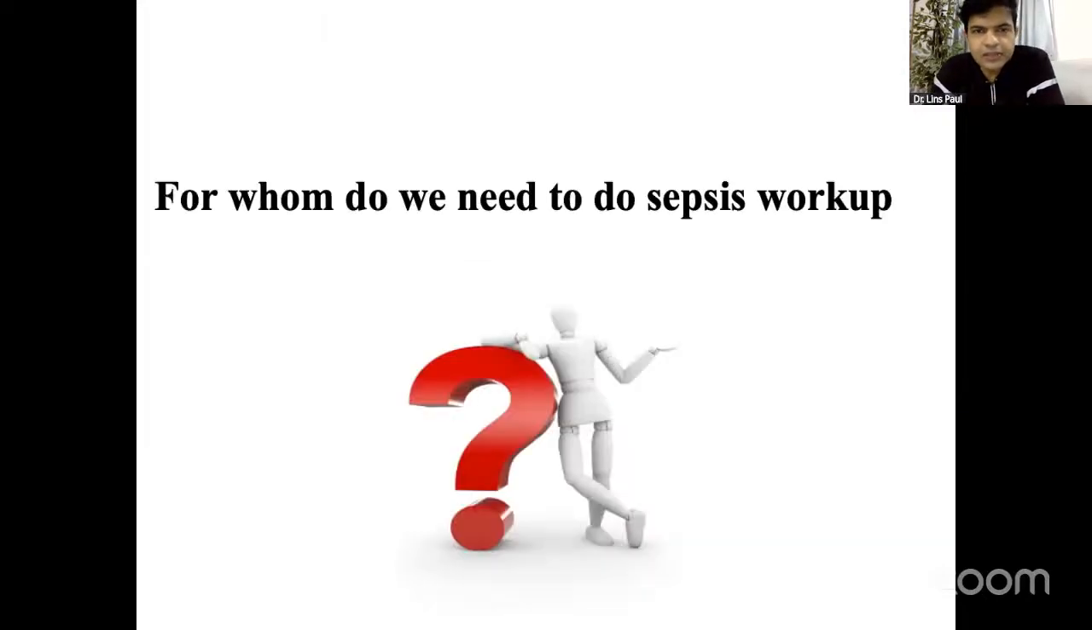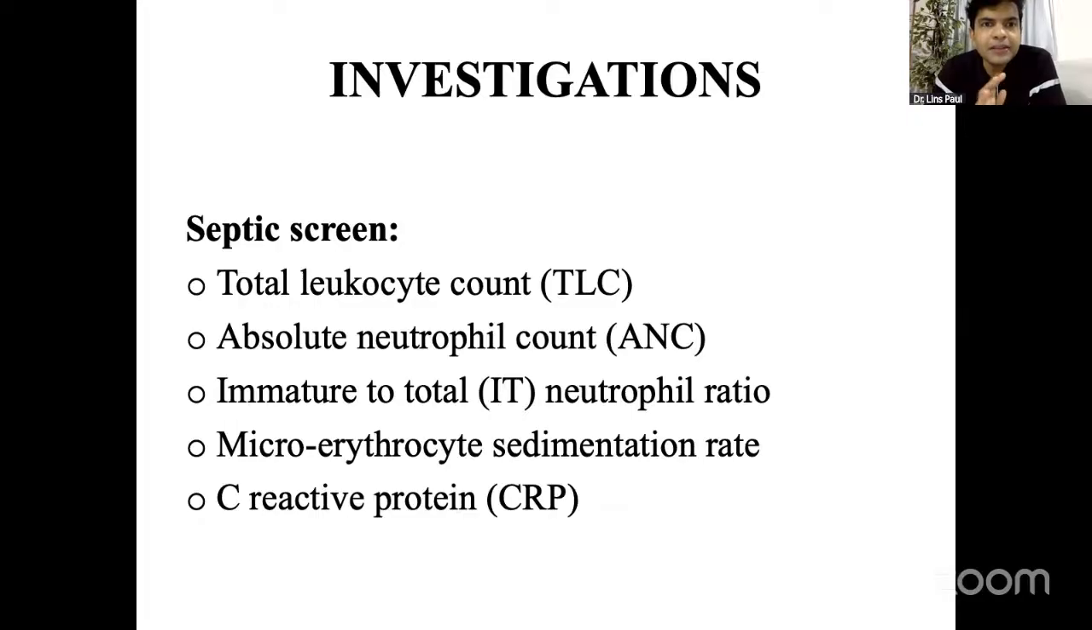Now the thing is, which babies do we need to do a sepsis workup? That is something very important. So what are the parameters of a sepsis screen? I think this part we all might be familiar with. The important parameters of sepsis screen are total leukocyte count, absolute neutrophil count, immature to mature neutrophil ratio, that is IT ratio, micro ESR, and CRP.